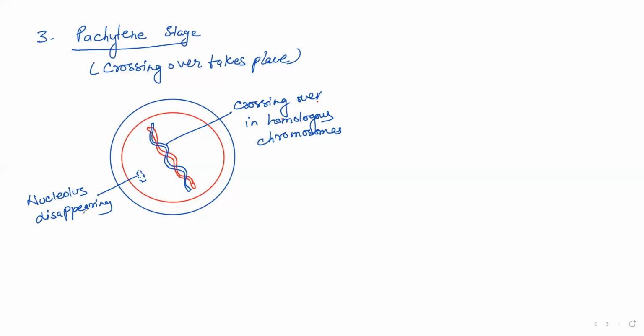Pachytene, or we can say pachynemia, where crossing over takes place. Thick thread: the chromosomes are like thick threads. So during this phase, the condensation of chromosomes progresses and they become short and thick.